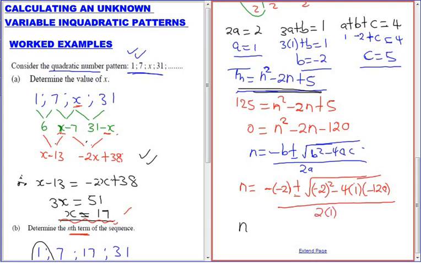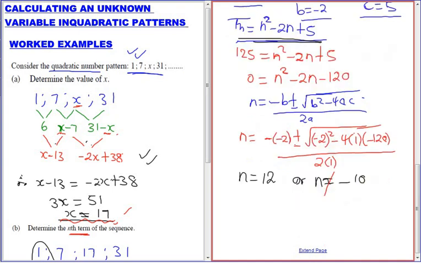So it's a calculator's job, really, or you can do your factorization if you would like to. So at this point, I am getting the n value of 12, and on the other value, I am getting negative 10. I like the fact that it's not a natural number, this one, so that will not be the solution we want. So it is actually T12, which is equal to 125. So very simple to see, really.